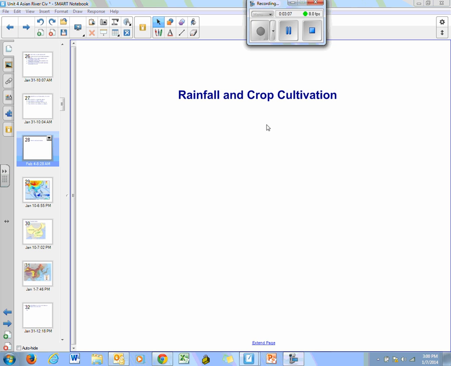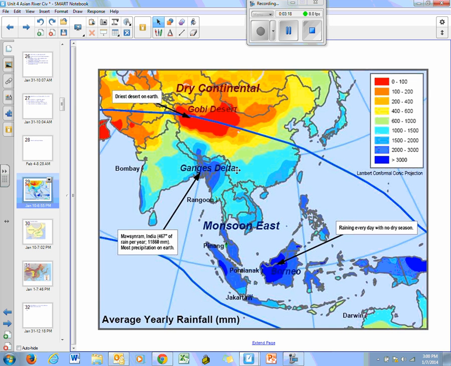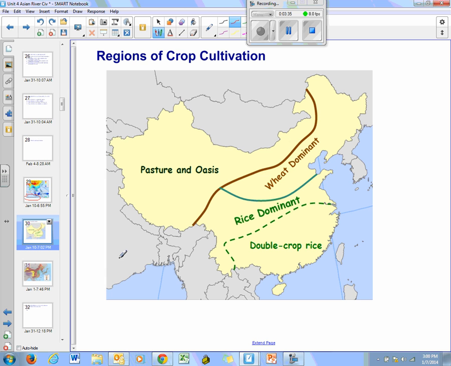Now that you've finished those responder questions, we're going to move on to the next type, and that is rainfall and crop cultivation. So, looking at the precipitation or annual rainfall, we've looked at where the most rain is and where the least rain is. Now, how does that affect the agriculture or the cultivation of China? So, looking at this, we can look at the different zones and crops that are cultivated. Take a second, maybe 30 seconds, and talk to your neighbor and discuss why you might see these crops and where.